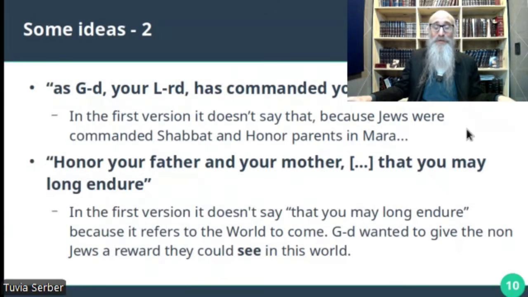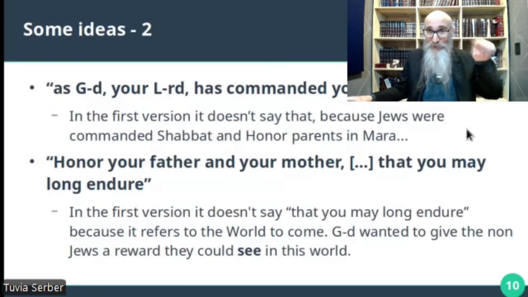Another of them was honoring parents. And then there were others also. For instance, dinim, laws, like commercial laws, and also the idea of para aduma, the red heifer. But these two particular commandments that appear in the Ten Commandments, Shabbos and honoring parents, God gave to the Jews before even the Ten Commandments. He just repeated them in the Ten Commandments.